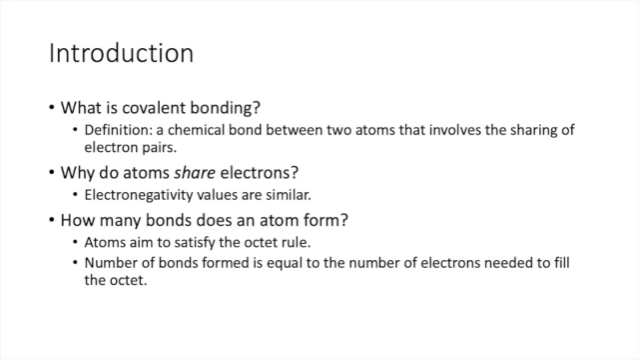Level Curriculum. And so we're just going to begin with the question, what is covalent bonding? And so our definition is that covalent bonds are chemical bonds between two atoms that involve the sharing of electron pairs. And so the first question to really understand covalent bonding is, why do atoms share electrons?